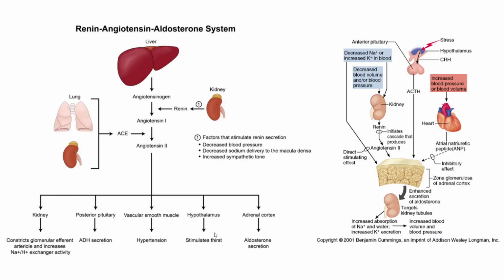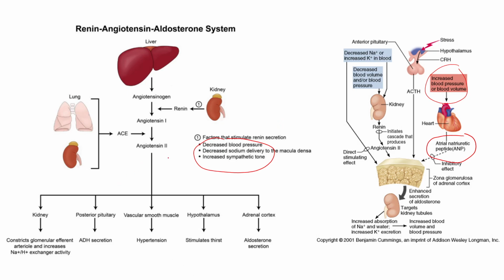As for this one, I guess there is no need for me to really discuss this because we've been mentioning this a lot, diba, regarding your RAAS. And here on the right side, this is just referring to the presence of your ANP. So just remember that RAAS will be activated if there is decreased blood pressure or decreased blood volume. ANP will be activated if there is increased blood pressure or increased blood volume.